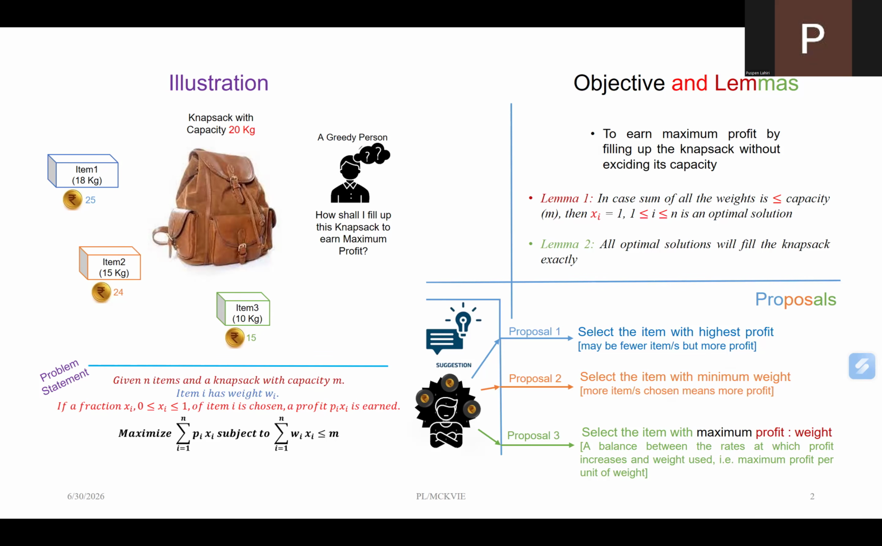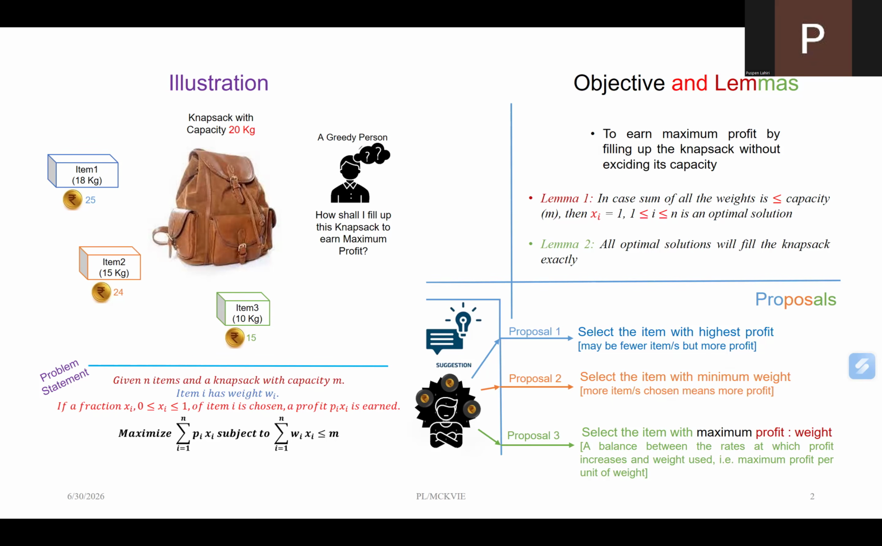We have discussed three proposals, proposal 1, 2, and 3. The first proposal is based on profit: select the item having highest profit. The intuition behind this proposal is maybe fewer items, but more profit. The second proposal is based on weight: select the item with minimum weight. The intuition is that more items chosen means more profit. The third proposal is ratio based: select the item with maximum profit-weight ratio. The intuition behind it is a balance between the rates at which the profit increases and weight used, that is maximum profit per unit of weight.